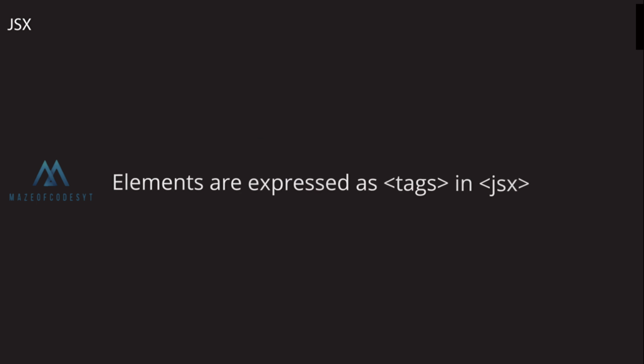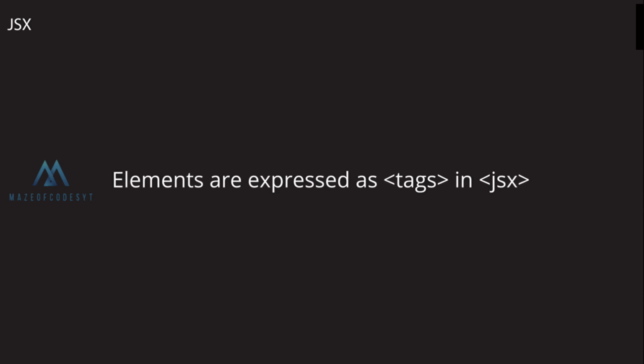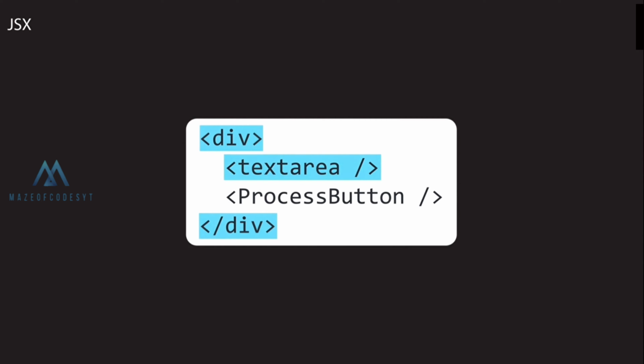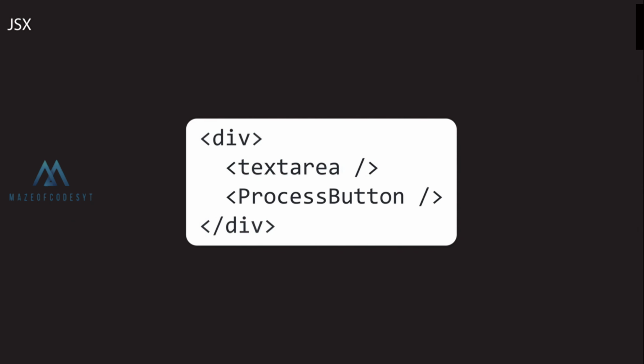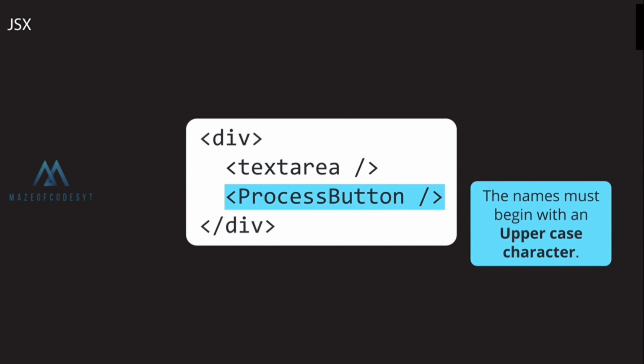Now, elements in JSX are expressed as tags in much the same way as you would in regular HTML. Custom-made components are also expressed as tags. Here, you can see an HTML div element with a text area field inside. In this case, the names of the tags, div and text area, are expressed in lowercase just as it would be in HTML. On the other hand, React components also need to be expressed within JSX. This allows you to compose together multiple and isolated components to build a larger UI or application. In this case, however, the names must begin with an uppercase character.